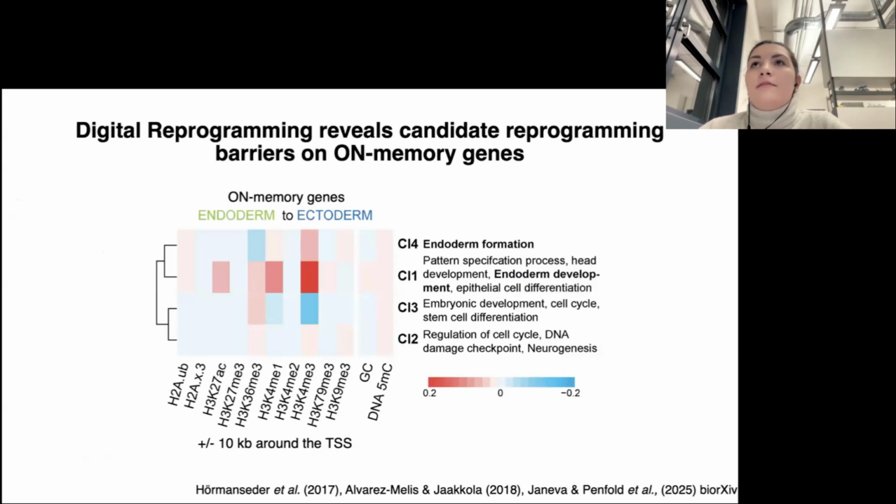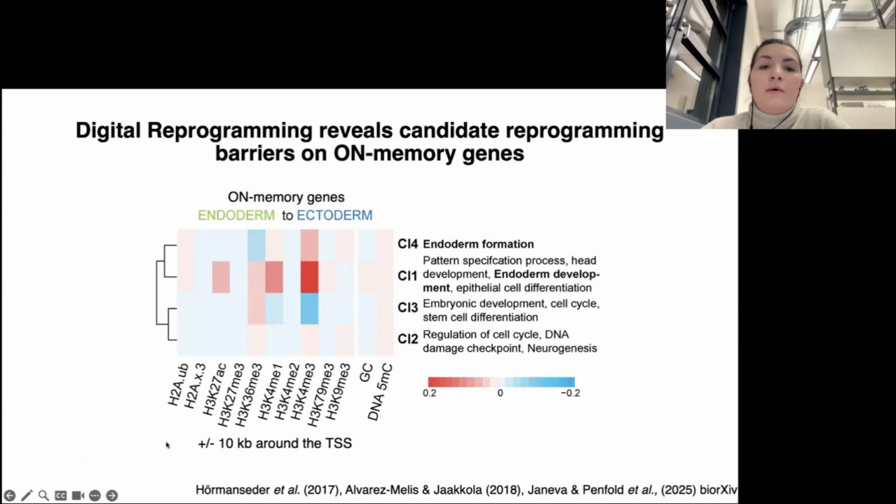So in order to understand not only which could be the barriers, but also whether these chromatin mark-specific clusters of on-memory genes exist, we used this tool known as DeepExplain that helped us calculate the contributions of each mark to the memory status of genes, simply put. What we get as a result is a heat map in which we can cluster the on-memory genes, and we can see which clusters have certain signatures and which mark contributed to the memory status of this cluster of on-memory genes.